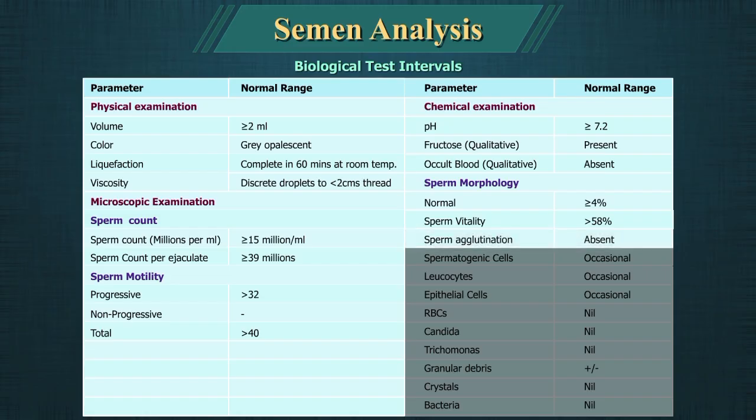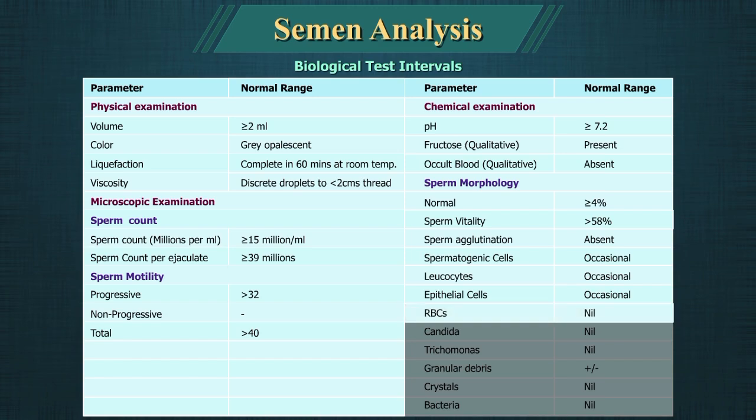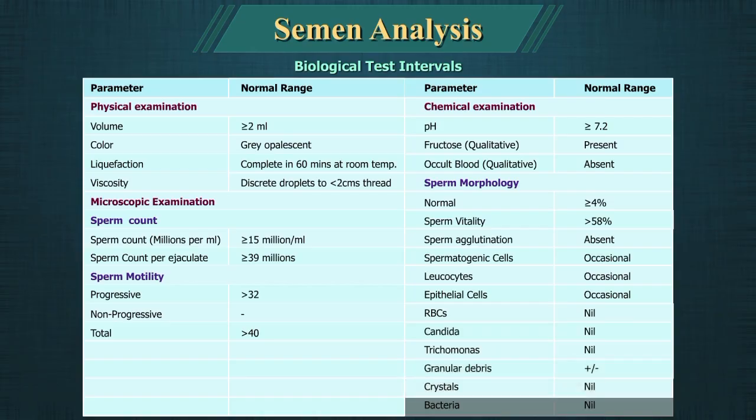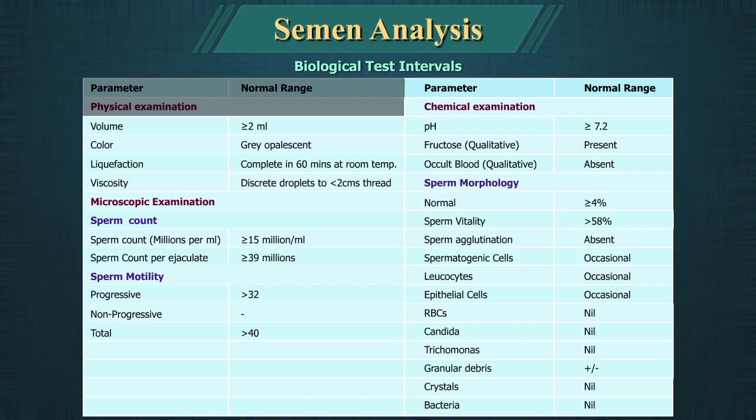Sperm agglutination is absent. Spermatogenic cells are occasional. Leukocytes and epithelial cells are also occasional. RBCs are nil. Candida nil. Trichomonas nil. Granular debris plus or minus. Crystals nil and bacteria nil.